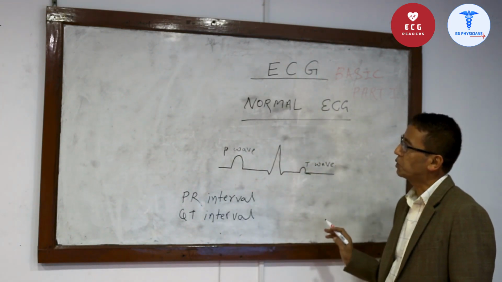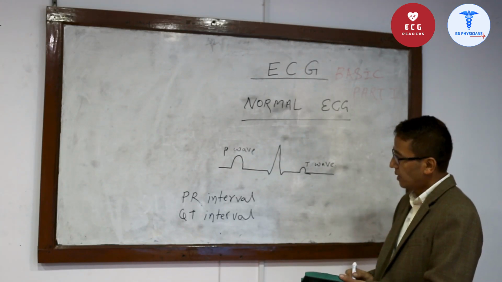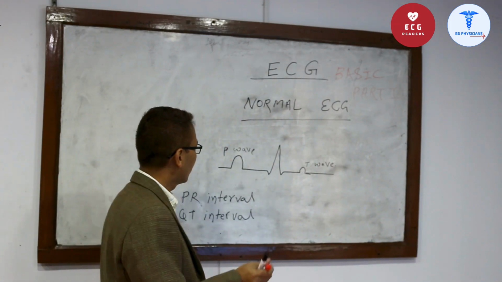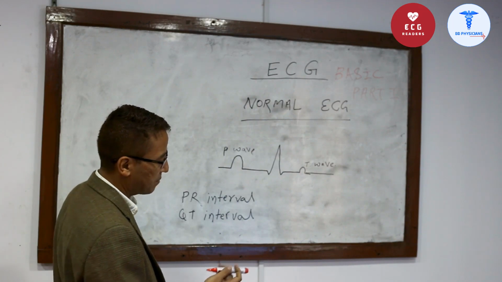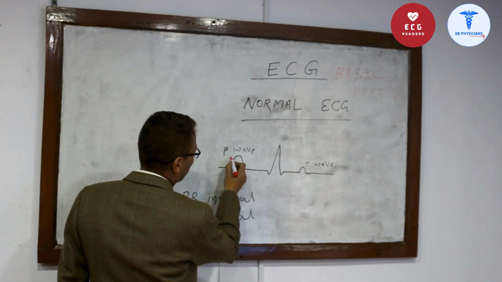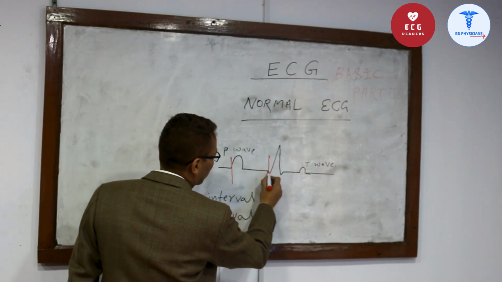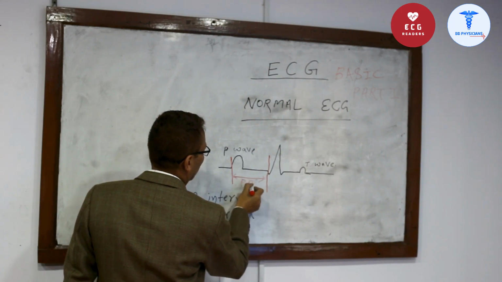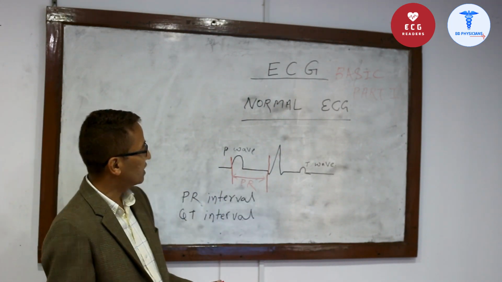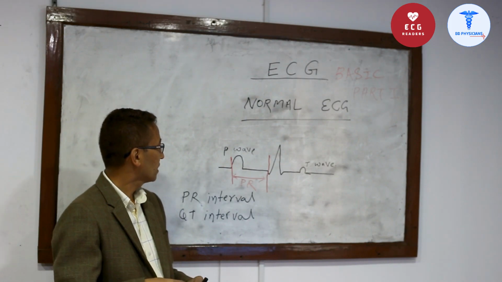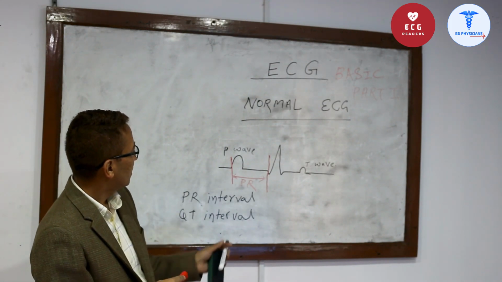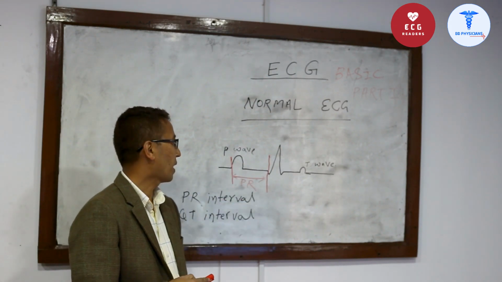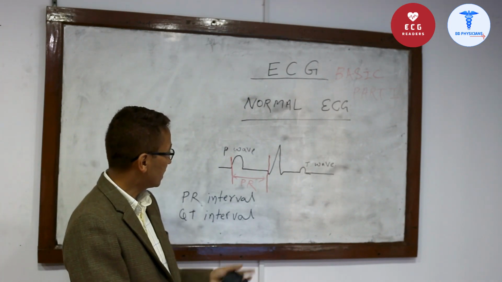PR interval and QT interval. Interval actually means time. PR interval is the time period from the beginning of the P wave to the beginning of the QRS complex. It starts from the beginning of the P wave up to the beginning of the QRS complex. This is the PR interval.